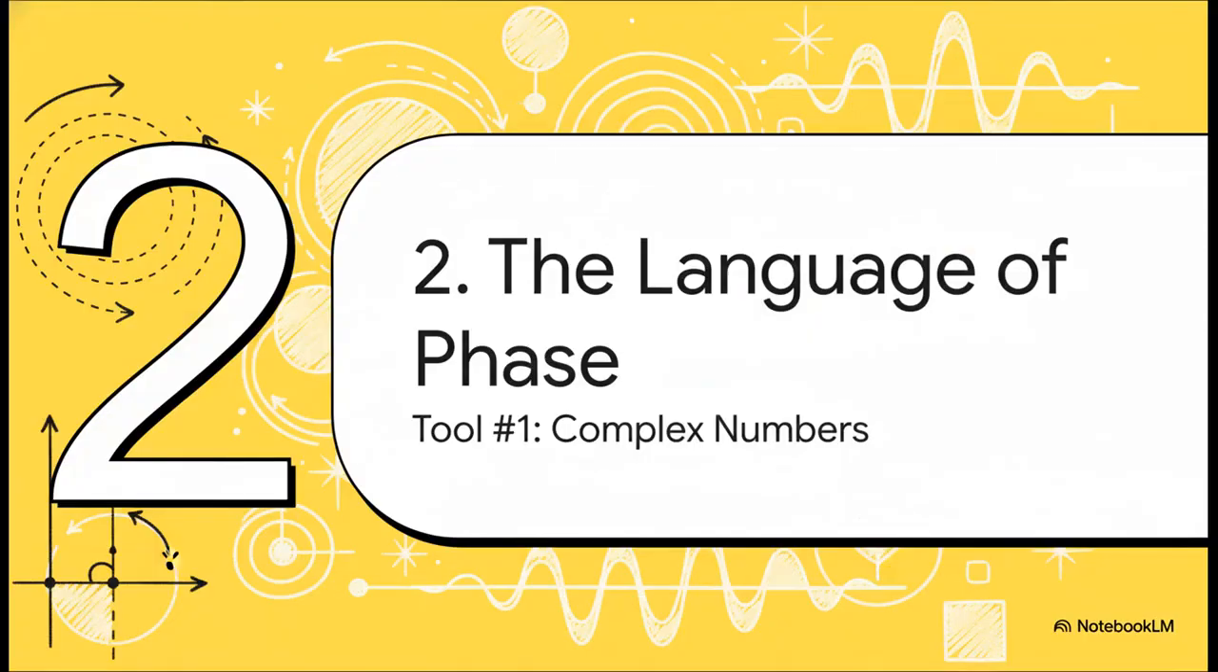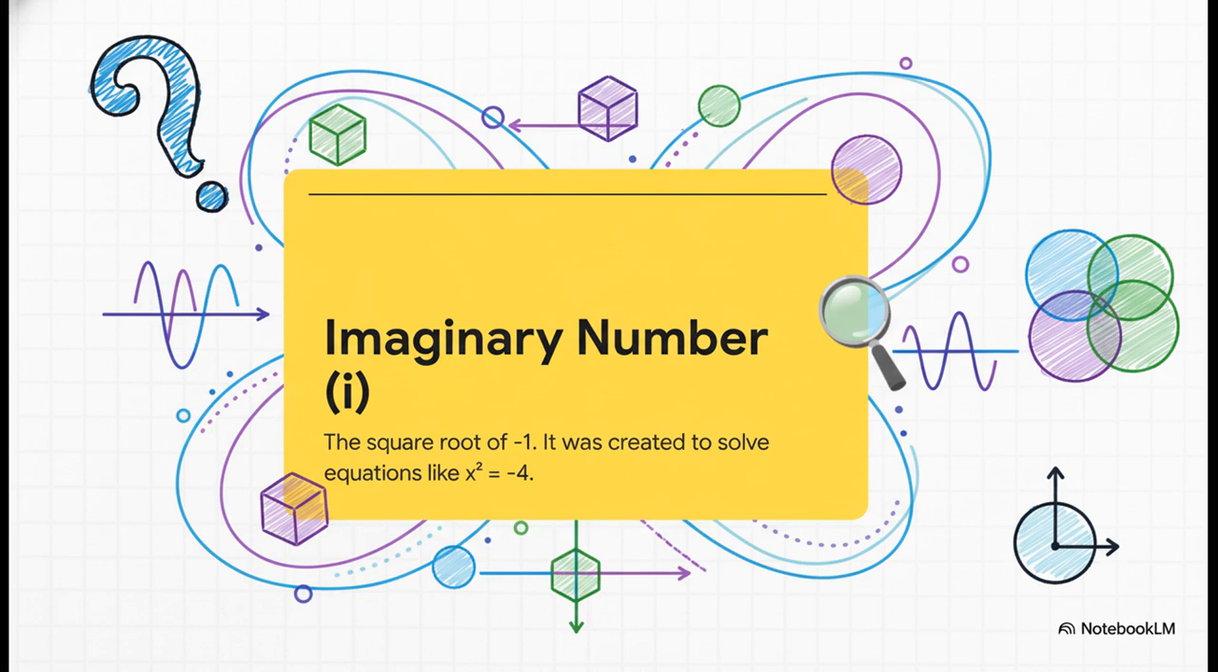So the big question is, how do we actually describe this much richer, more complex state? Well, for that, we need our first essential tool. And this is something you might remember from math class: complex numbers. This is the language of what we call phase. And it all kicks off with this little thing called the imaginary number i. Now what is it? It's just the square root of -1.